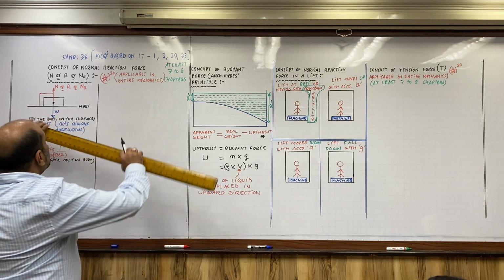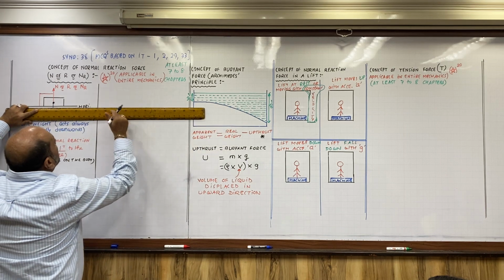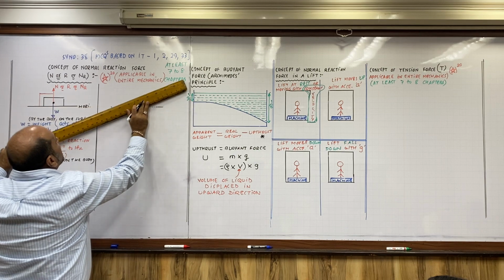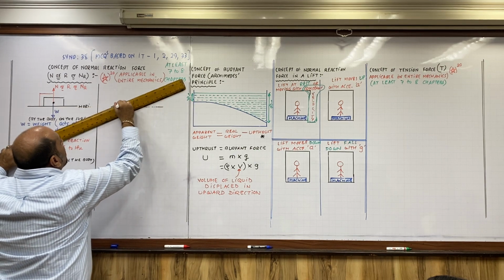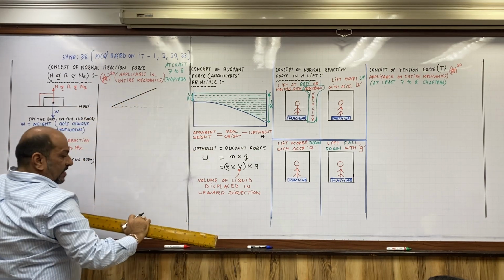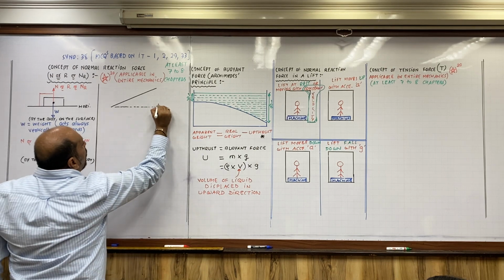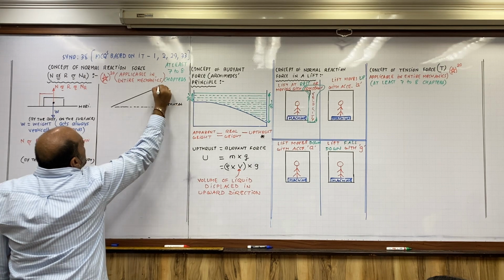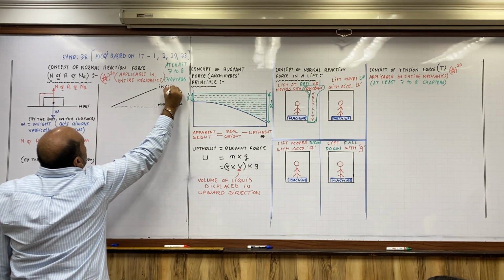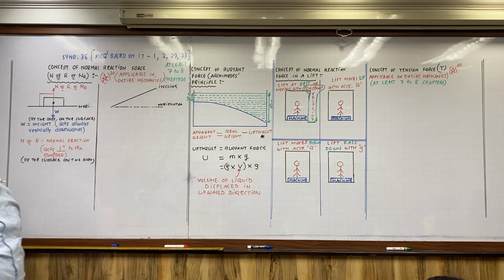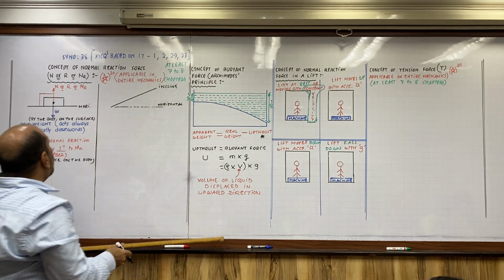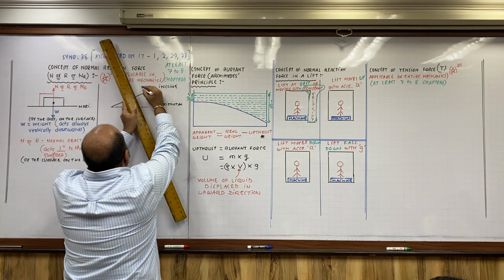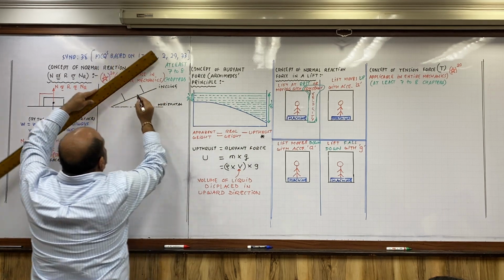Now, suppose the surface is not horizontal like this, but the surface is tilted through some angle, right? Originally it was like this, but now it is like this. So it is called inclined surface, or simply inclined. That means the body would appear like this to you.